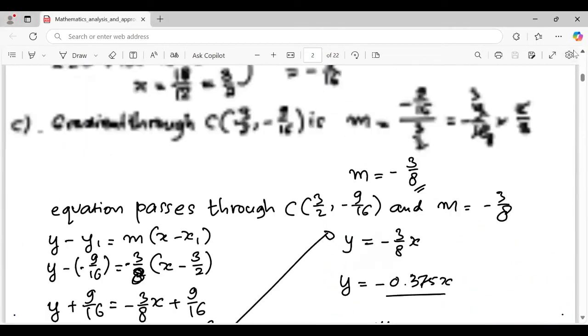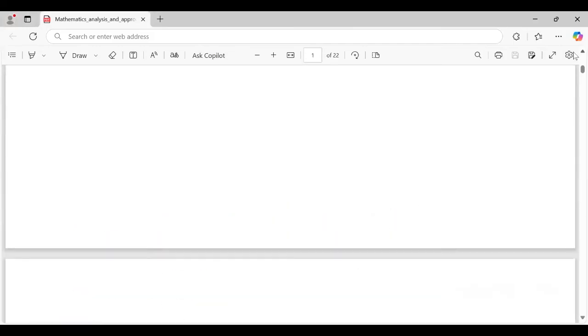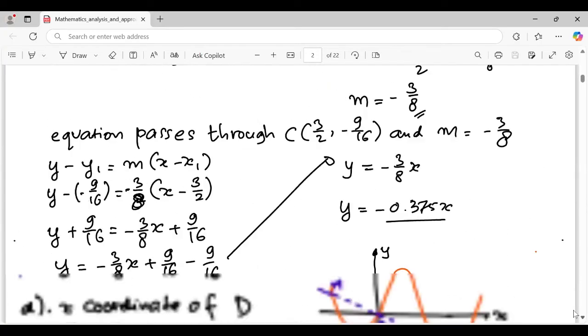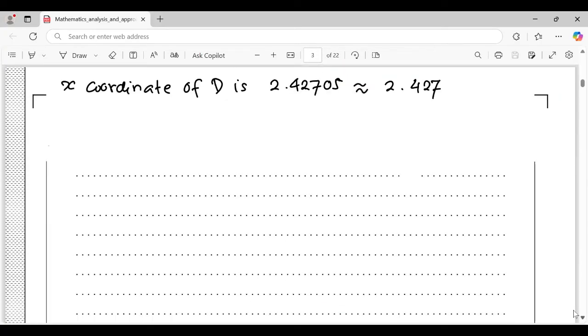Next, part E. Now consider the general curve y equals x power 4 minus mx power 3 plus nx, where m and n are elements of the real numbers and m is greater than 0. Find the x coordinates of the 2 points of inflection in terms of m. Okay, part E.